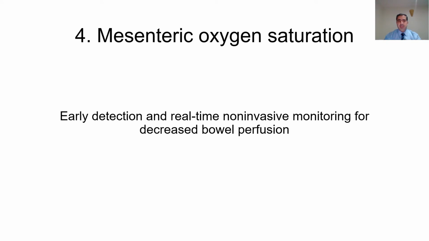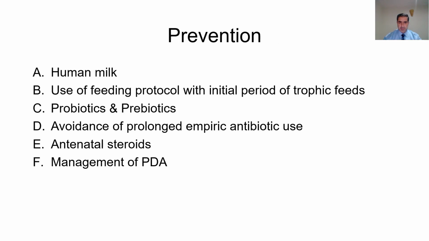Last thing in the studies, it can be the mesenteric oxygen saturation, which can help as early detection and real-time non-invasive monitoring for decreased bowel perfusion. So we finished the talk about how to diagnose NEC. I know there is a lot of talk in the literature about new markers, but until now there is no standard marker for necrotizing enterocolitis, but this can come in the near future.